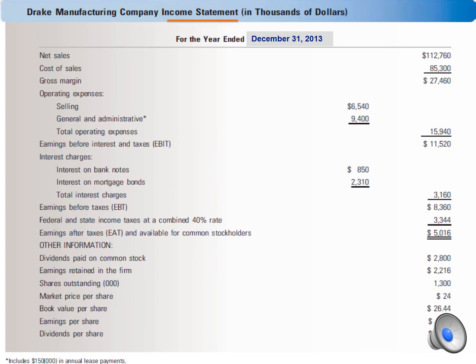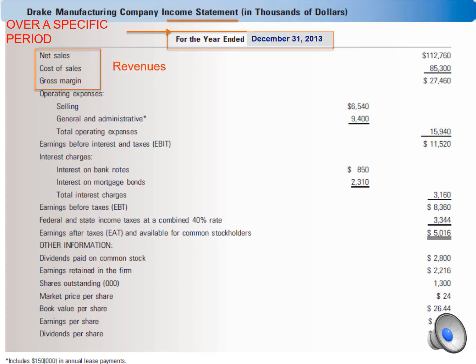Income statement. Income statement is a financial statement that measures a company's financial performance over a specific period. It indicates how the revenues are transformed into the net income.